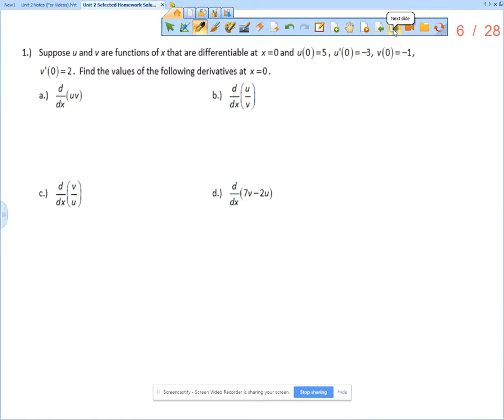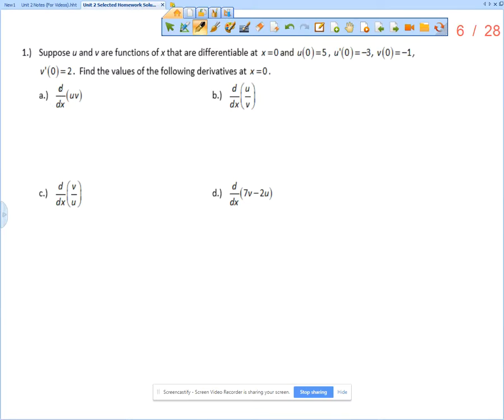This is the solution video for section 2.2, problem number 1. So it says, suppose u and v are functions of x that are differentiable at x equals 0, and that u of 0 equals 5, u prime of 0 equals 3, v of 0 equals -1, and v prime of 0 equals 2. Find the values of the following derivatives at x equals 0.